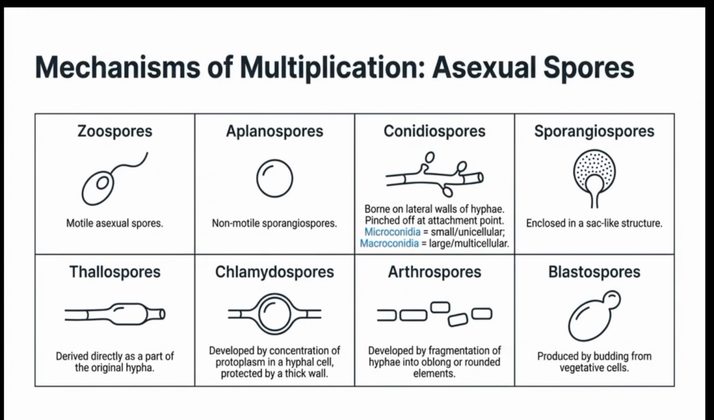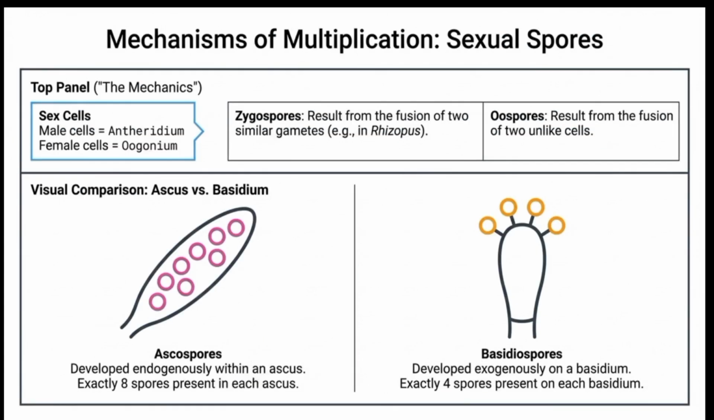And that's just asexual reproduction. When they reproduce sexually, which allows them to mix genetics and adapt to new threats, they utilize male cells called the antheridium and female cells called the oogonium. Right. If two similar gametes fuse together, they create zygospores, which is common in Rhizopus. But if two totally different cells fuse, they produce oospores.